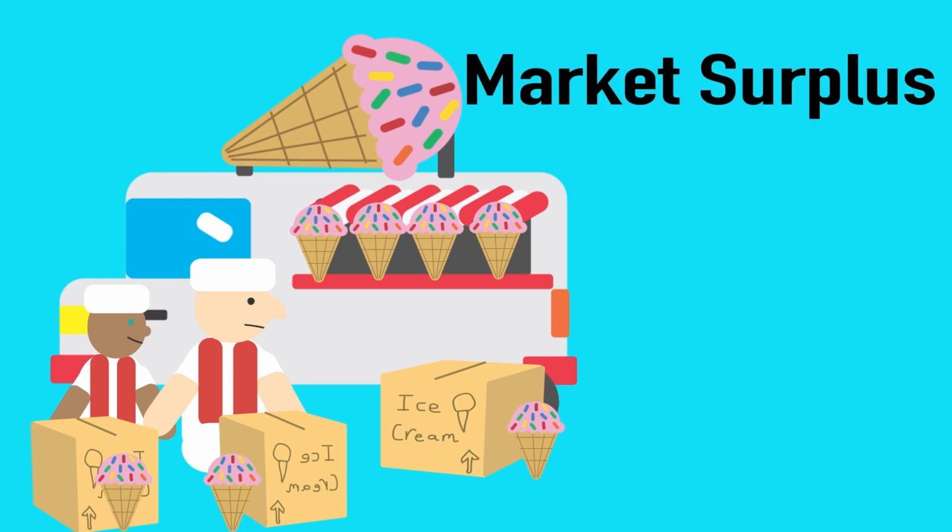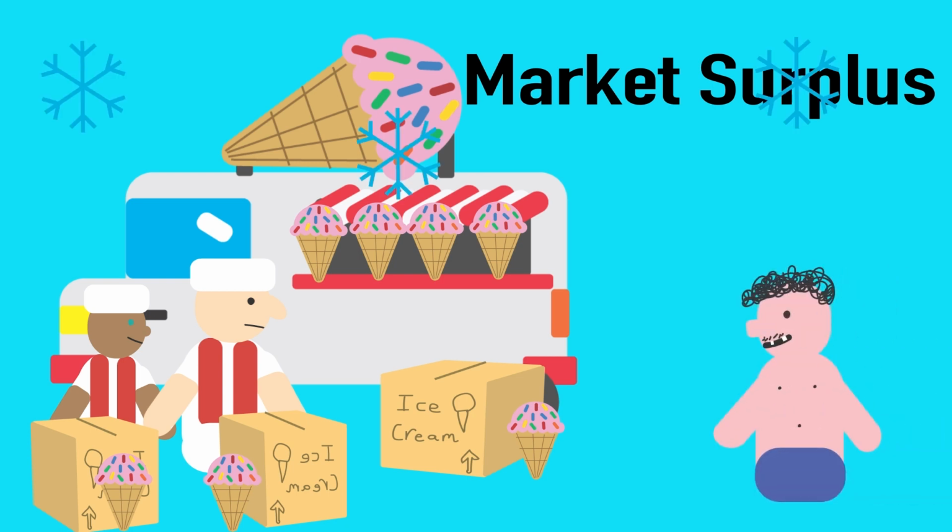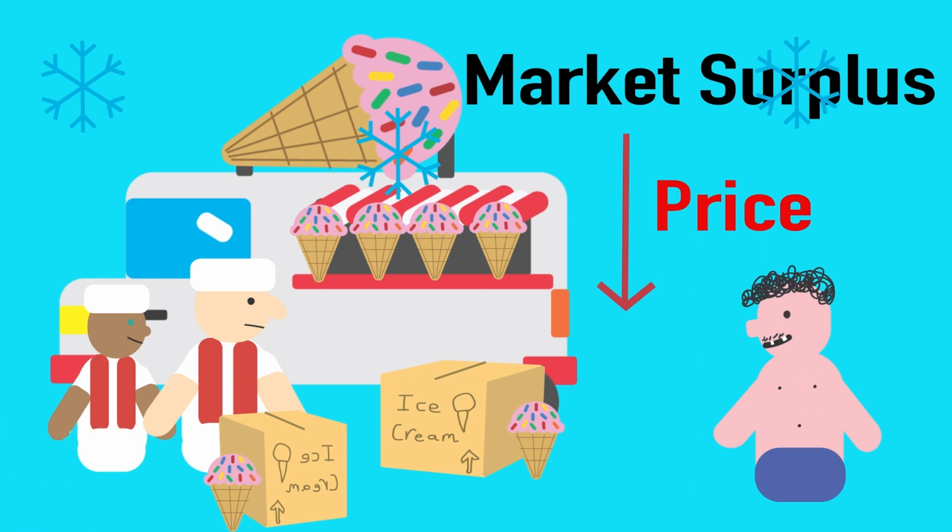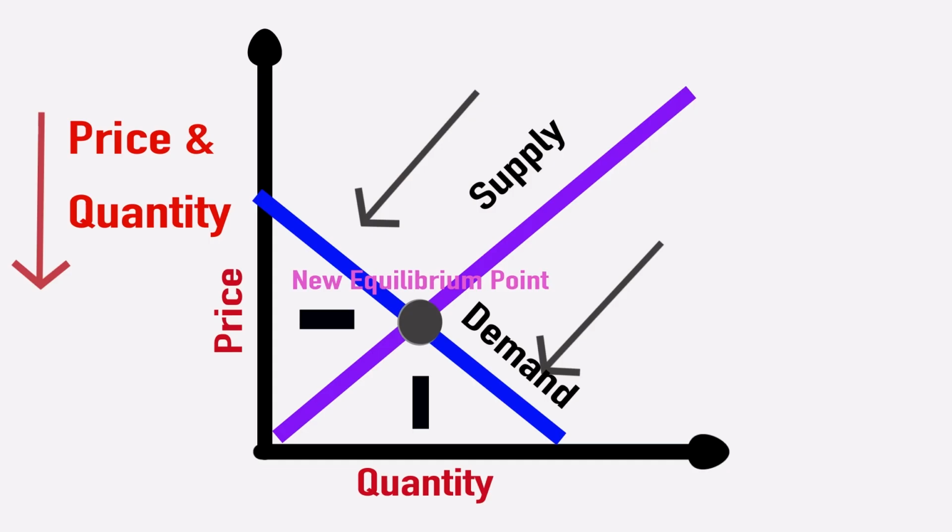There's simply too much ice cream, and because very few people want ice cream during a blizzard, the price of ice cream falls. Sellers realizing this try to reduce the quantity they supply as the equilibrium quantity also drops, but it's not possible. There's simply too much ice cream. This leads to a surplus in the market.